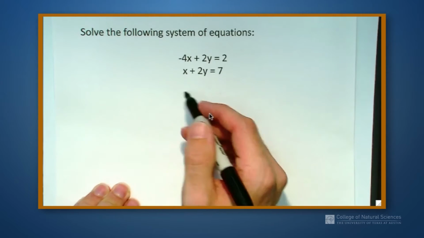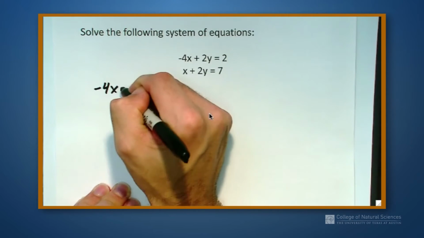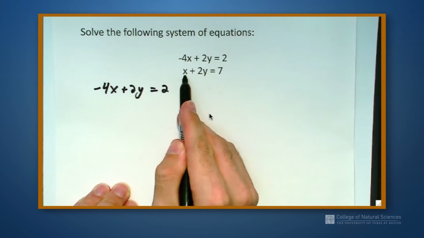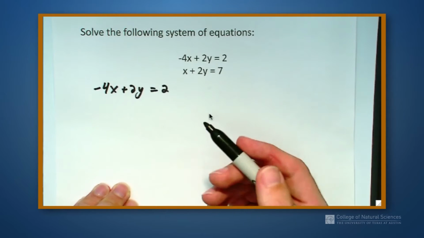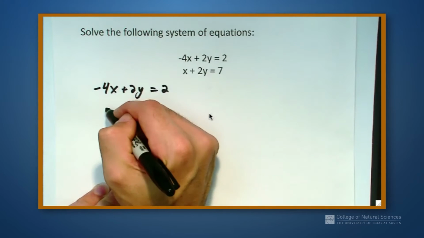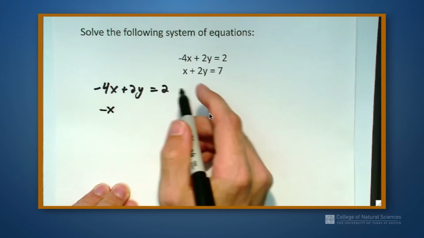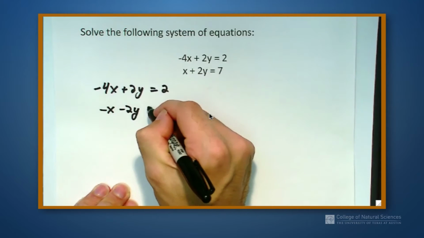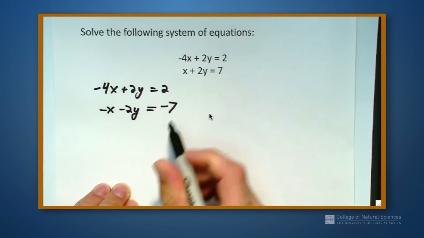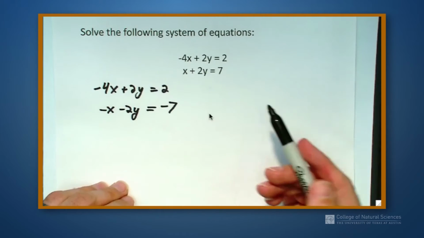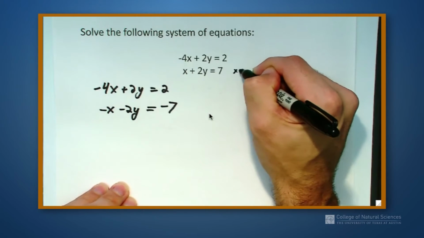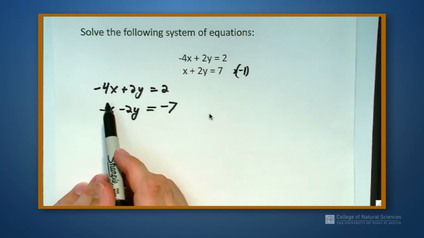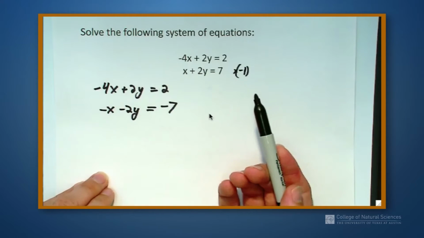So I'm going to rewrite my two equations. Negative 4x plus 2y is equal to 2. And now I'm going to write the second equation, but I'm going to multiply through by negative 1 first. So x times negative 1 is negative x, minus 2y because of the negative 1, and minus 7. So this equation and that equation are the same. I just multiplied by minus 1. So now I have two equations, again with two unknowns, same two equations.